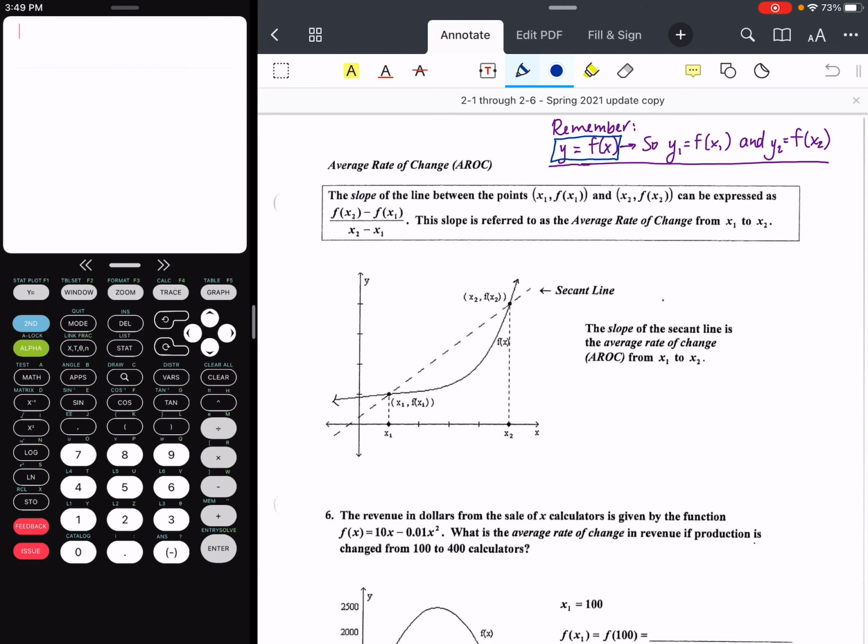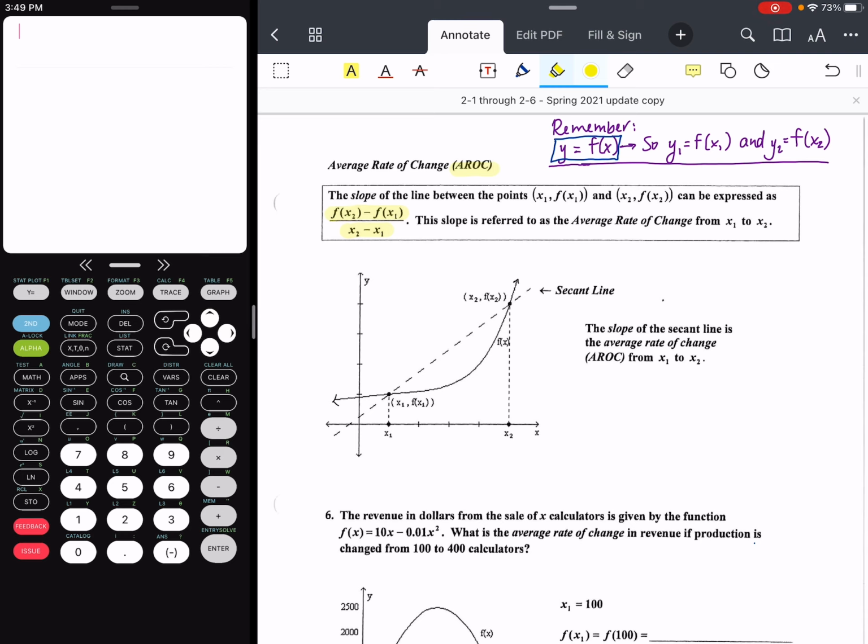Now we'll talk about something called average rate of change, and sometimes we just abbreviate this to AROC. So average rate of change, I find that students get freaked out by this, I think because this formula looks a little crazy. f of x sub 2 minus f of x sub 1 over x sub 2 minus x sub 1.